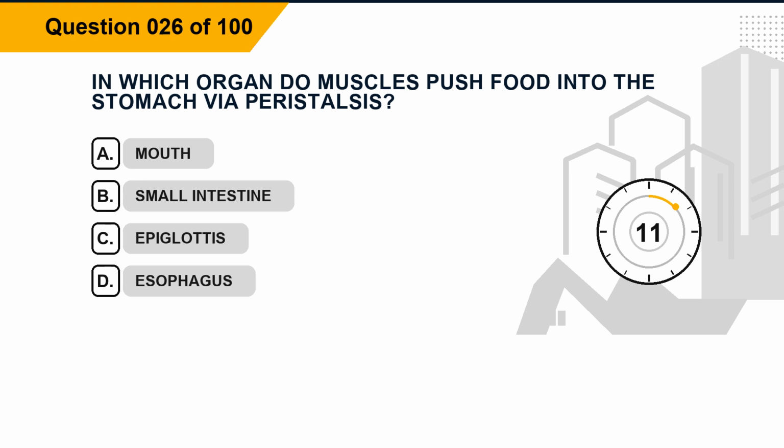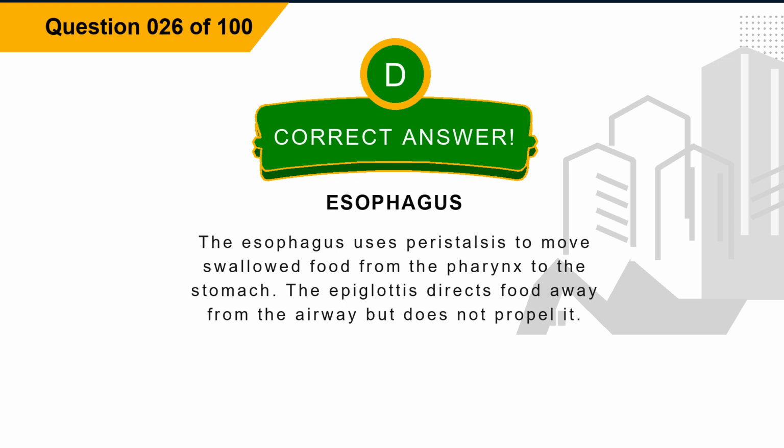In which organ do muscles push food into the stomach via peristalsis? Option A, mouth. Option B, small intestine. Option C, epiglottis. Option D, esophagus. The correct answer is option D, esophagus. Explanation. The esophagus uses peristalsis to move swallowed food from the pharynx to the stomach. The epiglottis directs food away from the airway but does not propel it.